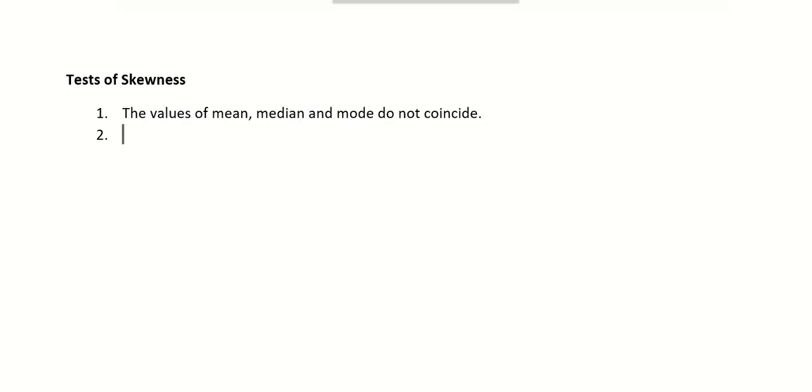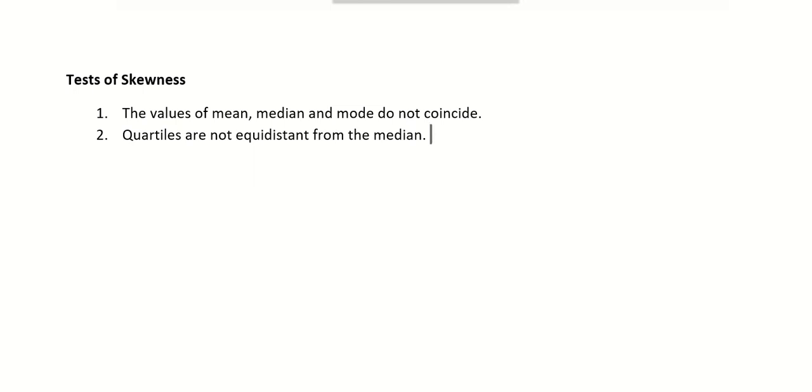Okay. Then the second one is quartiles are not equidistant from the median. So the second situation is quartiles are not equidistant from the median. We'll understand this in questions also. So they are saying quartiles are not equidistant from the median, right?